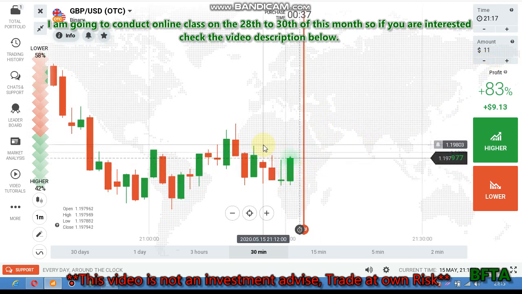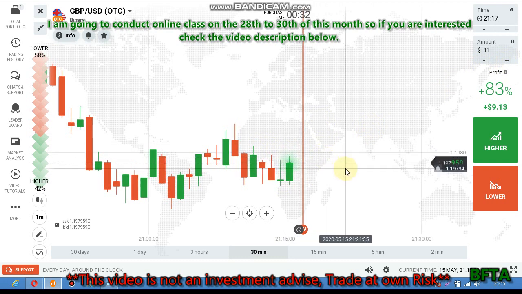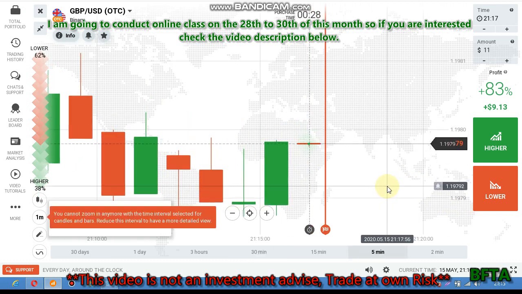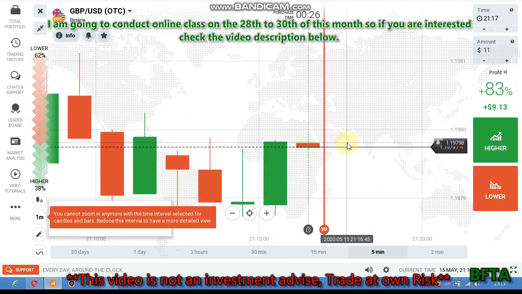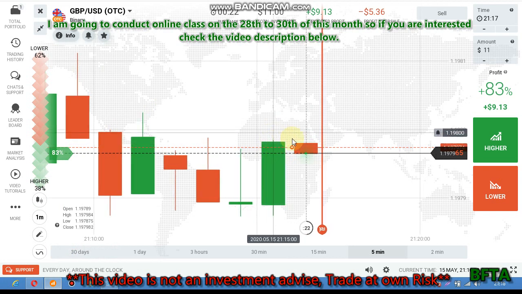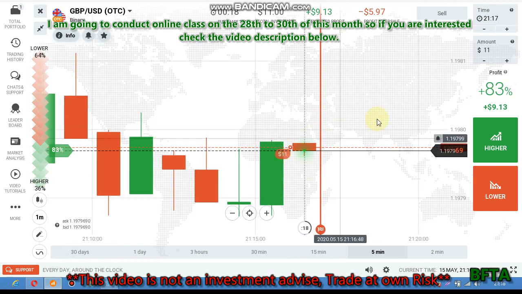Now the buyers is now at the seller's level. But we need to see a rejection. I'm going to place put option. I place put option because we see a rejection, small rejection. So the sellers will now enter on the next candle. So that's why I place put option here.